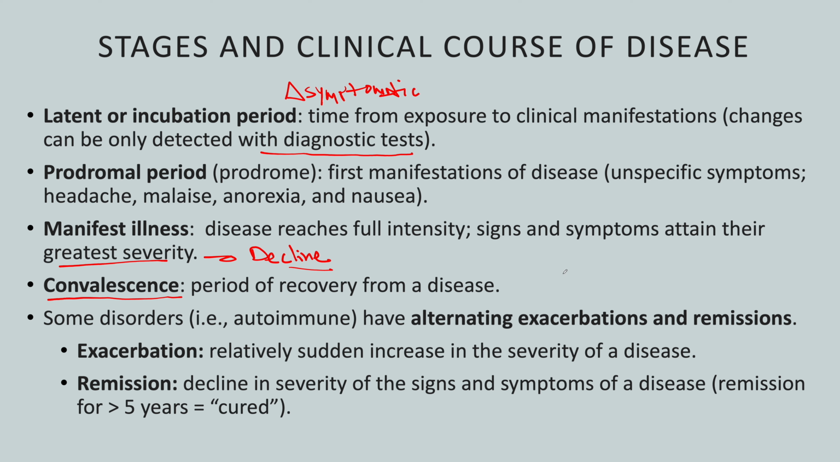And as we said before, there are some conditions, autoimmune disorders, a typical example, that have periods of exacerbations and remissions. You remember this diagram. Here we have again the definitions of remissions and exacerbations. When people have a remission that lasts for more than 5 years, we say the person is cured. That applies more to some types of cancers and some diseases.